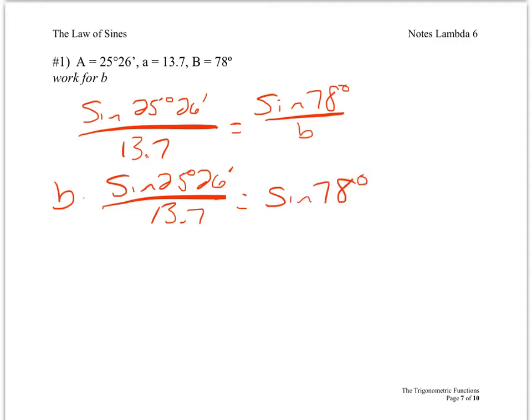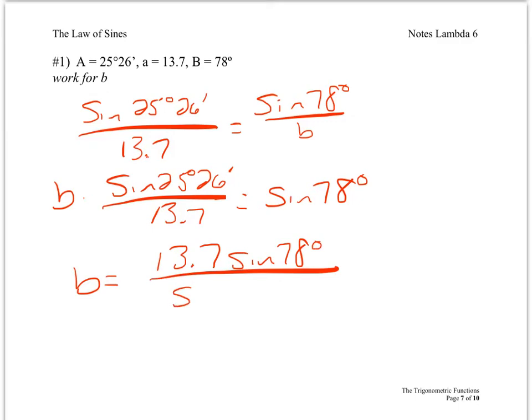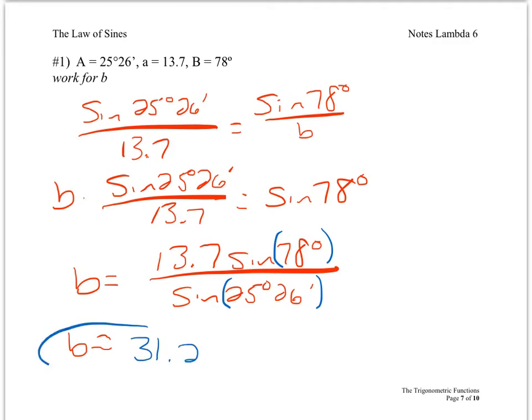Trying to get this b by itself, it's being multiplied by this fraction. The opposite of multiplying by a fraction would be to multiply by its reciprocal. If we did that, we would get b equals 13.7 sine of 78 degrees divided by sine of 25 degrees 26 minutes. Put this in my calculator, making sure that I am careful to close my parentheses around my angles. I'm going to get b is approximately 31.2.